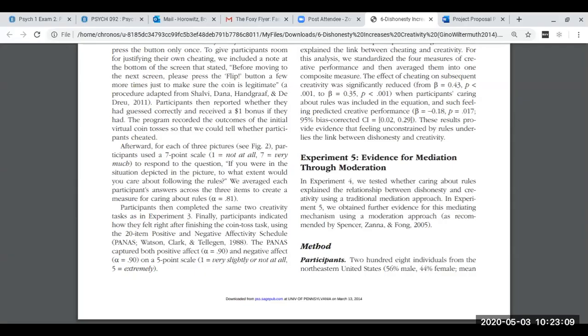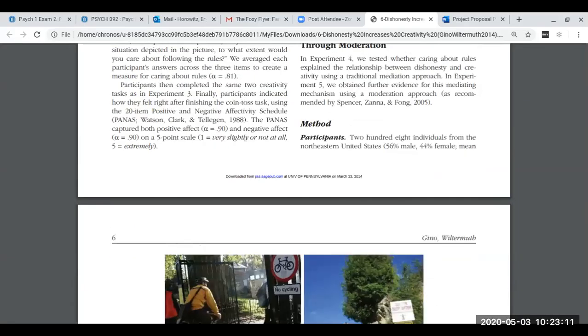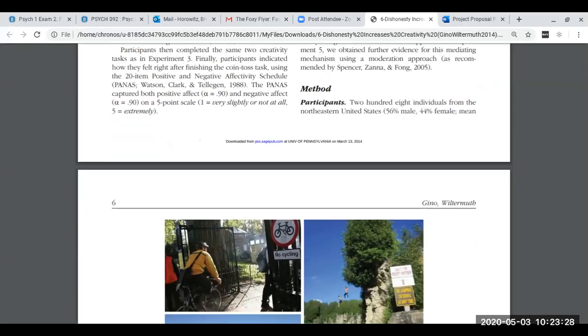So, what did they do? 208 individuals from the northeastern United States. So you can see that they're getting their subjects or their participants from different parts of the US, right? We've had Southeast, here we have Northeast, right? So you can see that 56% male, 44% female.